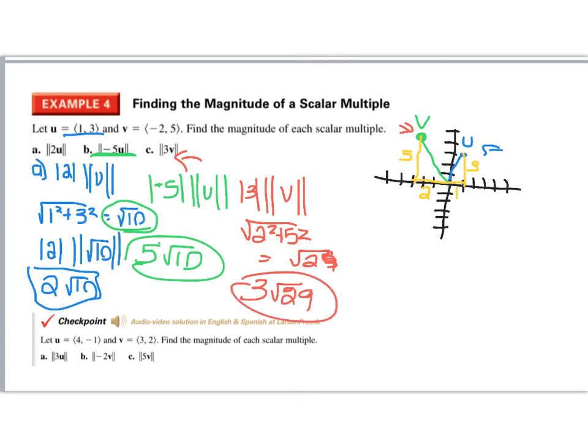Okay, go ahead and pause, give the other ones a go, and then jump back on when you are ready to check your answers. Okay, there's the answers. Now get ready to watch part 2. This is the end of part 1.